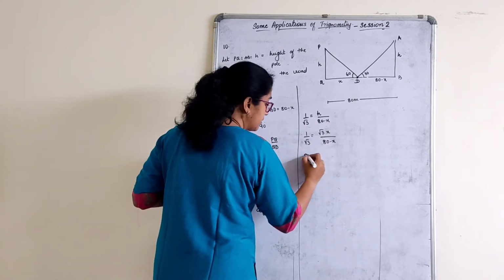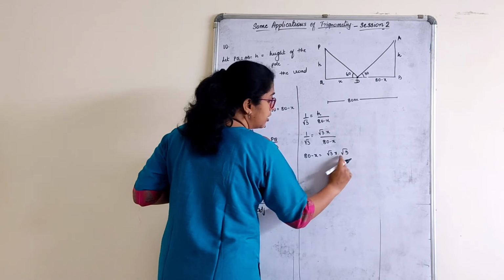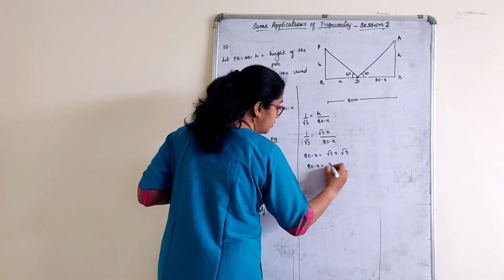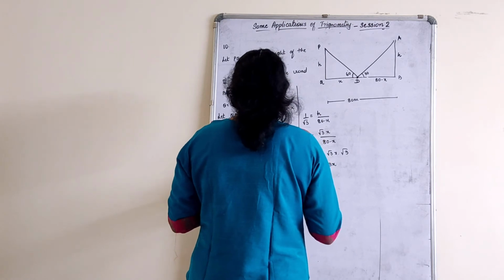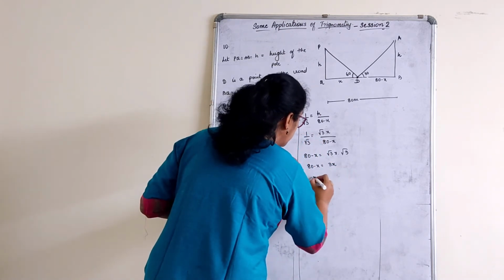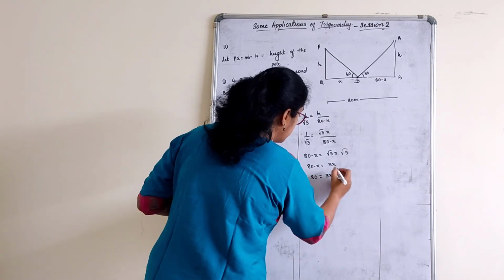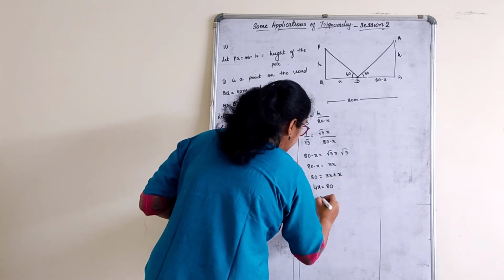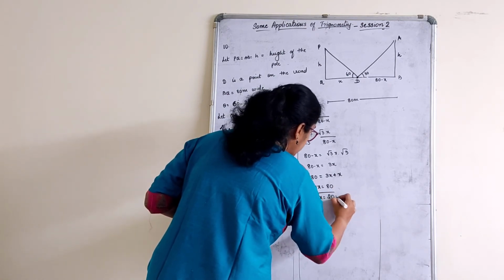Cross multiply. 80 minus x is equal to root 3x into root 3. Dot represents multiplication sign. 80 minus x is equal to 3x. Root 3 into root 3 into x is 3x. So 80 is equal to 3x plus x. 4x is equal to 80. So x is equal to 20. X is equal to 20 meter.